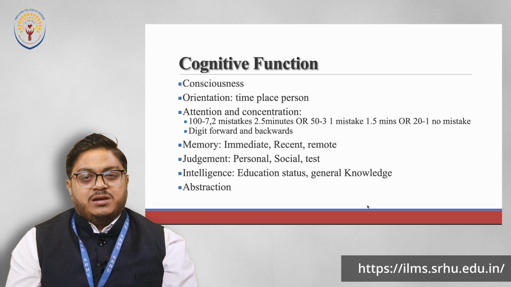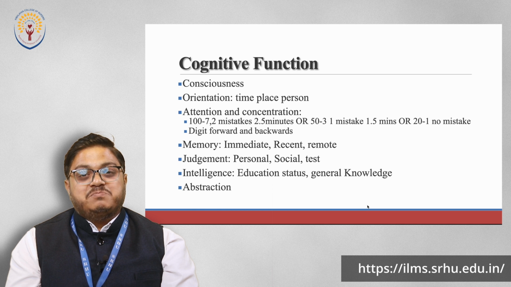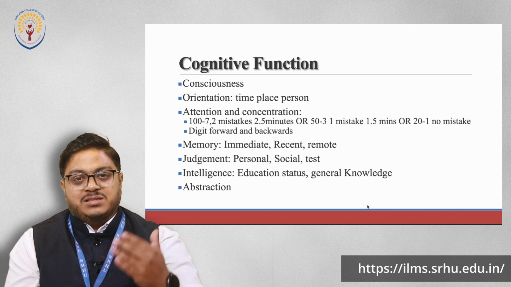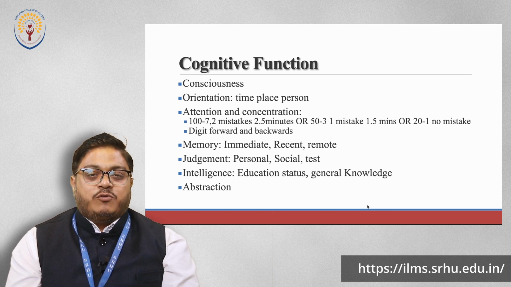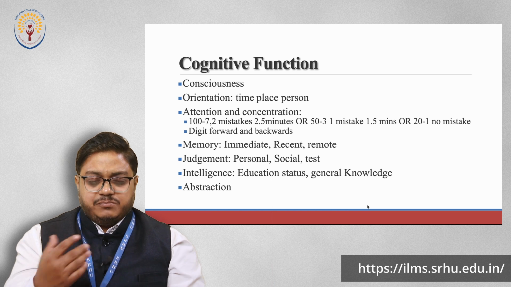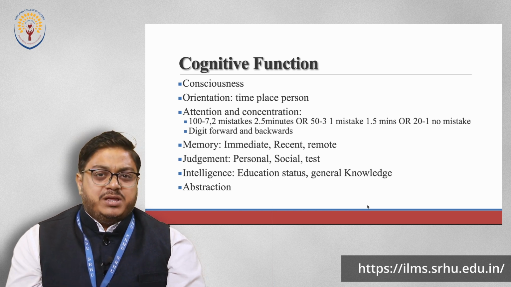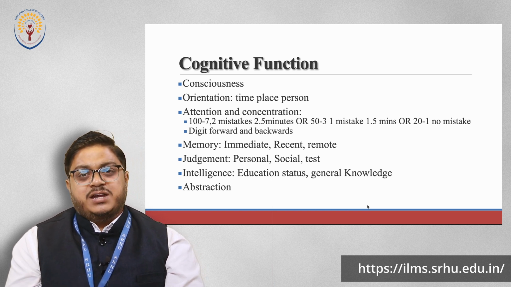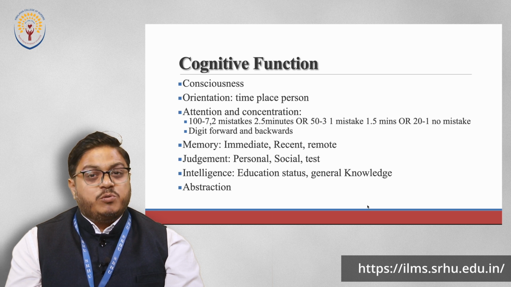2.5 minutes should be taken. If the patient is not able to do 100 minus 7, don't just judge him simply; give him a smaller or easier exercise such as 50 minus 3 or 20 minus 1. I have given the details in the video. You can go back and watch it if you are confused. Then we check for memory. Memory again is checked in 3 phases: immediate memory, recent memory and remote memory.